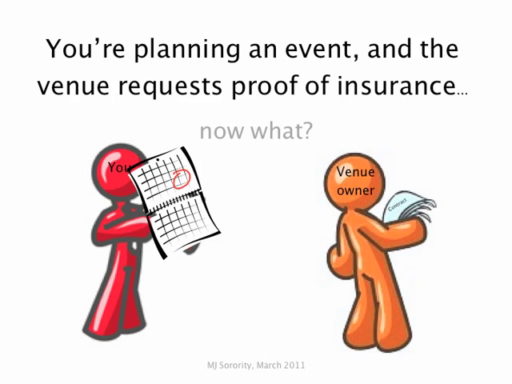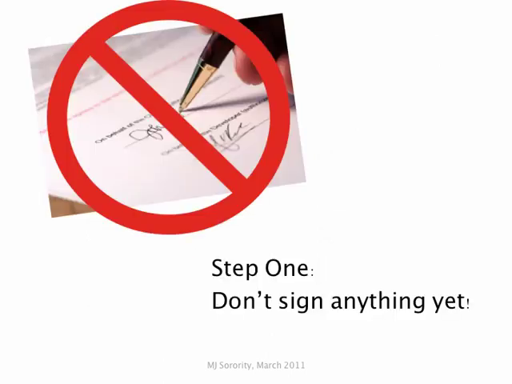So today we're going to talk about certificate of insurance requests. Typically this occurs when you're planning an event at a venue and they hand you a contract with a request for a certificate of insurance, also referred to as proof of insurance. So now what? The first step is not to sign anything.